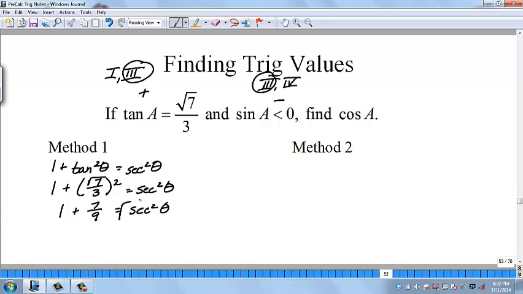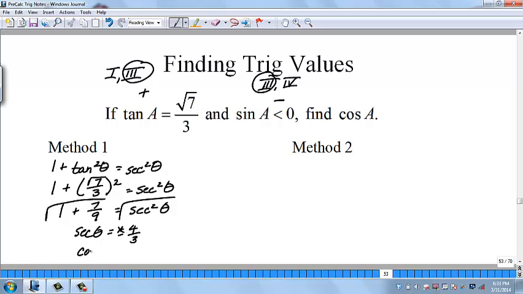So if I take the square root of both of these, because that will end up being 9 over 9, so 9 plus 7 is 16, so that's 16 over 9, which is 4 over 3, so I'll have the secant of theta can be plus or minus 4/3. Okay, well, if we're talking quadrant 3, I know cosine is negative, so the secant's also negative, so it must not be positive, it's negative.